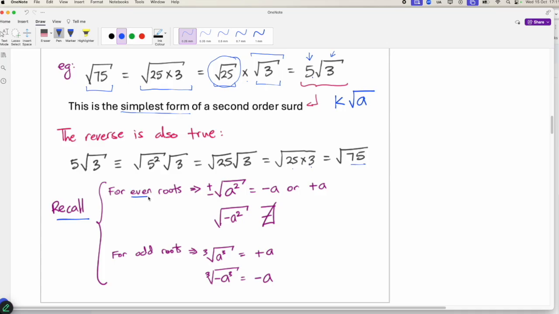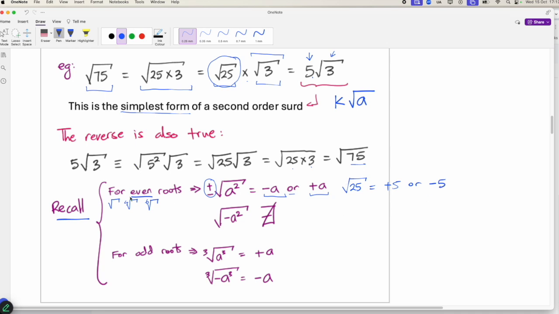For even roots, like a square root, a fourth root, or a sixth root, you'll have plus or minus the square root of a squared. Plus or minus the square root of a squared will give you a minus a or a plus a answer. For example, the square root of 25 we know could either be plus 5 or minus 5. We know this, and we've seen it in quadratics.